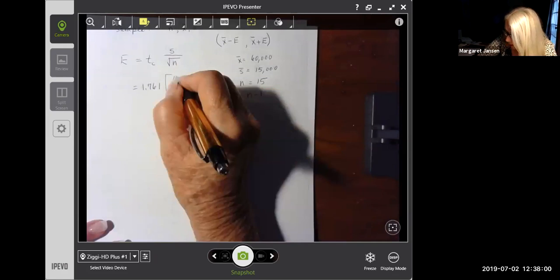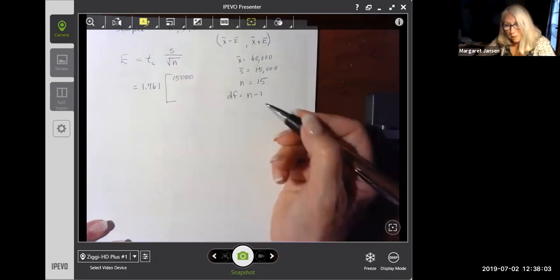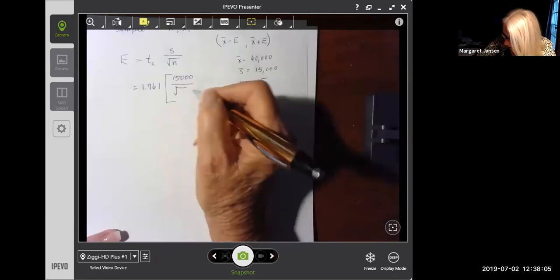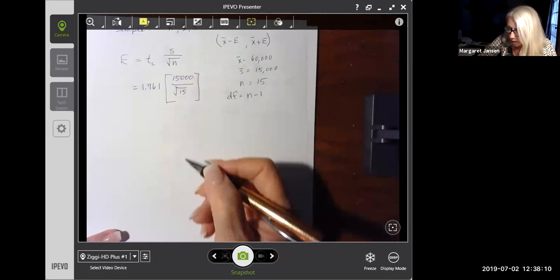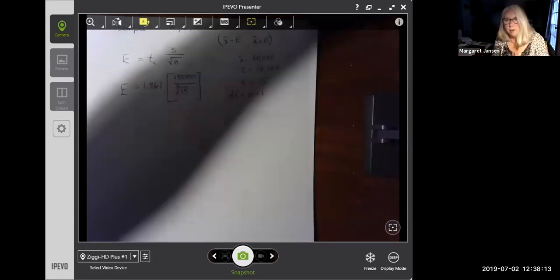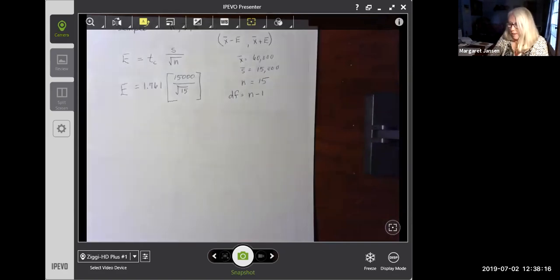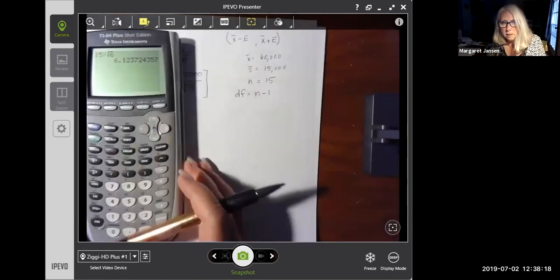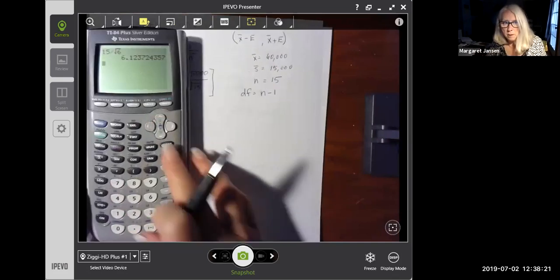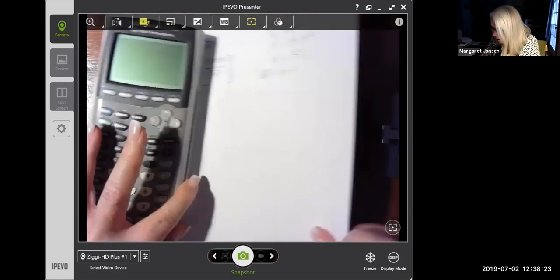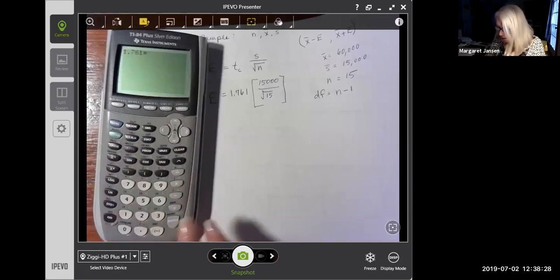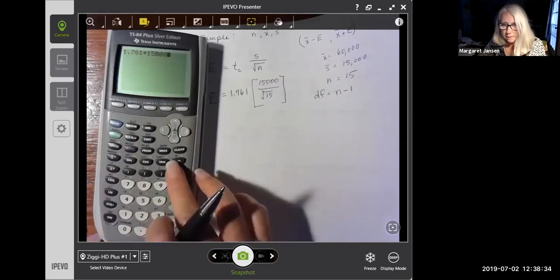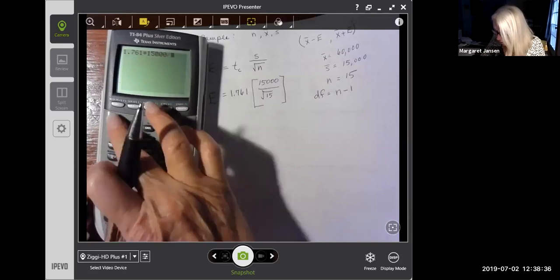Okay, so I now know this is 1.761, and I know that the standard deviation of my sample was 15,000, and I know that I want to take the square root of the sample size, which is 15. Okay, and that formula is going to give me my margin of error. So over here on the side, I'm going to go ahead and do that. All right. So it was 1.761 times 15,000 divided by the square root of 15.